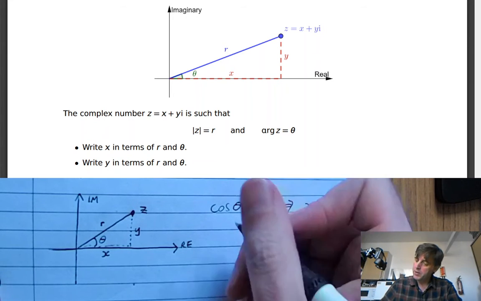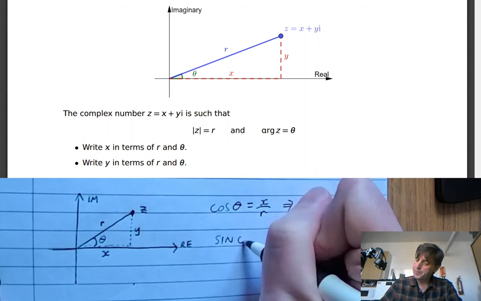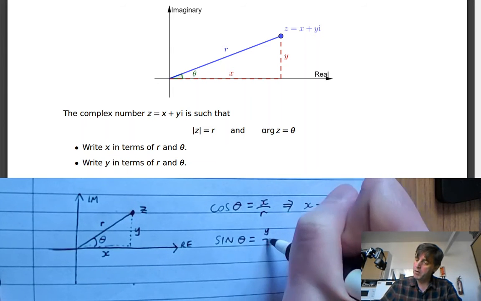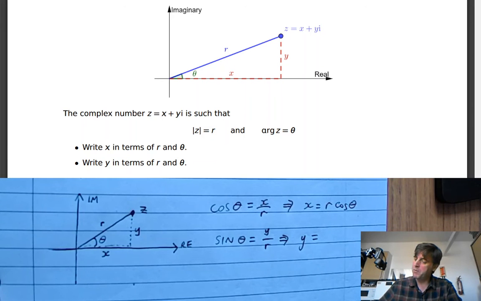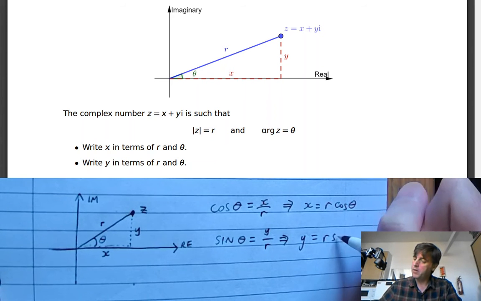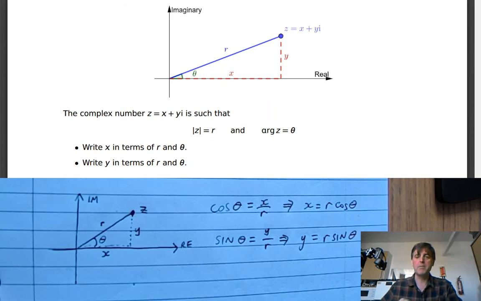Similarly, if we look at the sine of the angle theta, that becomes y over r. That tells us that y, the imaginary part of the complex number, can be written as r sine of theta, like that. So, did you get that right?